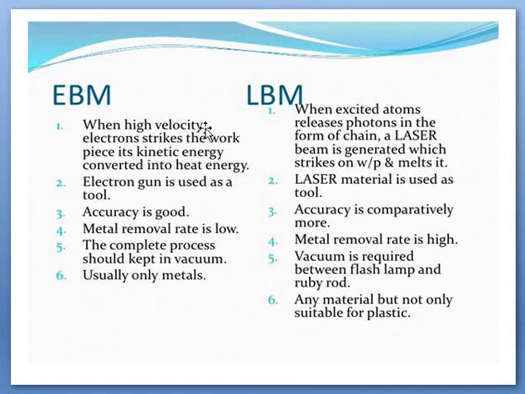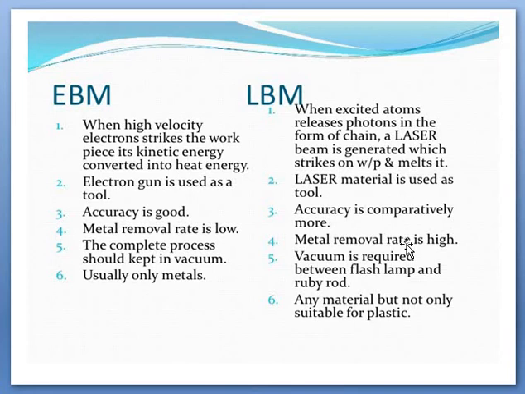In electron beam machining, an electron gun is needed to supply the electrons on a workpiece. But in the case of laser beam machining, a laser material is used as a tool. In electron beam machining, accuracy is good; it is comparatively more in laser beam machining as compared to EBM. Metal removal rate will be low in EBM, and it will be high in laser beam machining.